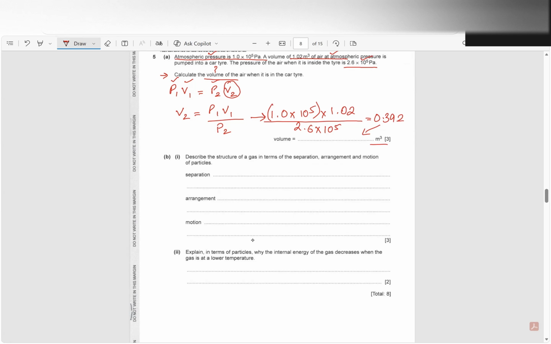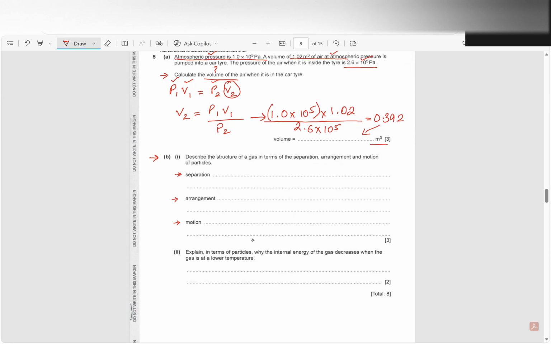Moving on to the next part. Part B1 says, describe the structure of a gas in terms of the separation, arrangement, and motion of particles. Separation, arrangement, motion of particles. Please do not confuse yourself. This is a separate part, which is asking from you the general properties of gas particles. So we're going to talk in terms of separation, arrangement, motion of gas particles. We're simply going to recall the general basic properties of gas particles.